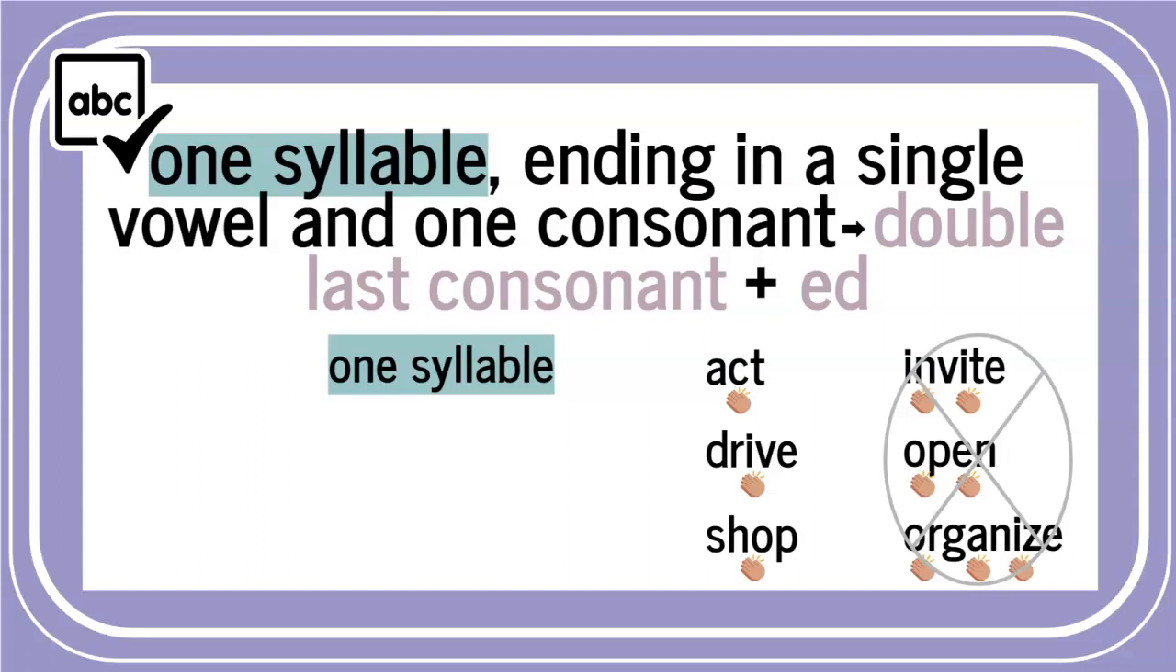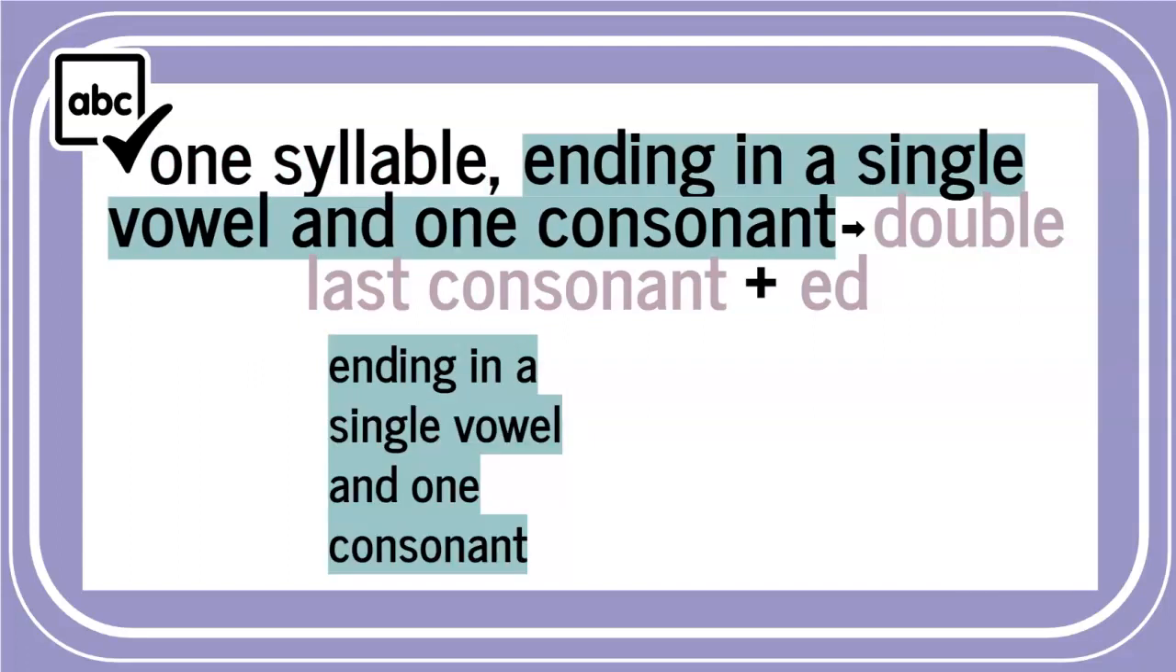Okay? Now, let's look at the next rule, ending in a single vowel and one consonant. We know vowels are letters A, E, I, O, U, and consonants are all the other letters. So we're looking at the last 2 letters being a vowel and a consonant. So let's look at some of these verbs.